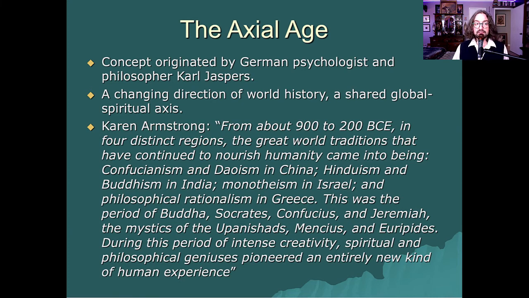This notion of an axial age transformation of global consciousness, and accordingly a transformation of the nature of religion and religious traditions, was first originated by German philosopher and psychologist Karl Jaspers. In religious studies, the scholar Karen Armstrong has written a book on it more recently, and in a nutshell, she writes: from about 900 to 200 BCE, in 4 distinct regions, the great world traditions that have continued to nourish humanity came into being: Confucianism and Taoism in China, Hinduism and Buddhism in India, monotheism in Israel, and philosophical rationalism in Greece. This was the period of the Buddha, Socrates, Confucius, Jeremiah, the mystics of the Upanishads, Mencius, and Euripides. During this period of intense creativity, spiritual and philosophical geniuses pioneered an entirely new kind of human experience.